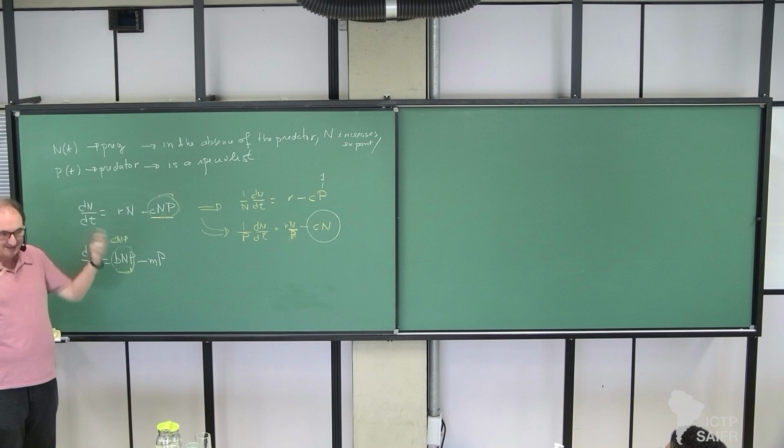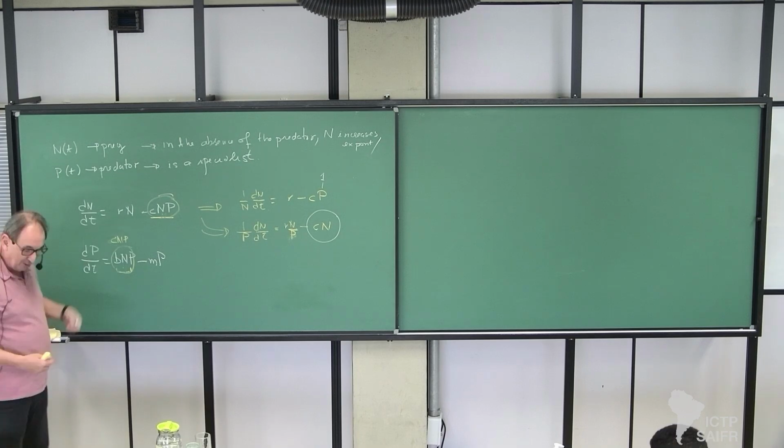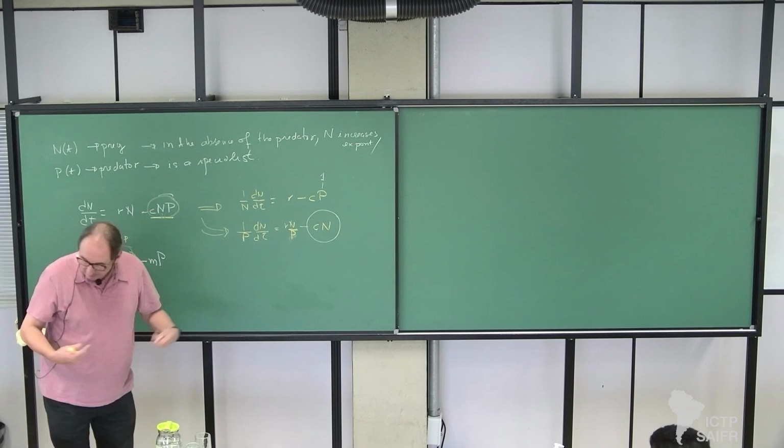There's a conversion factor, which tomorrow we'll call the numerical response. It's more or less obvious, right? It's a numerical transformation between predators and prey, and prey to predators.